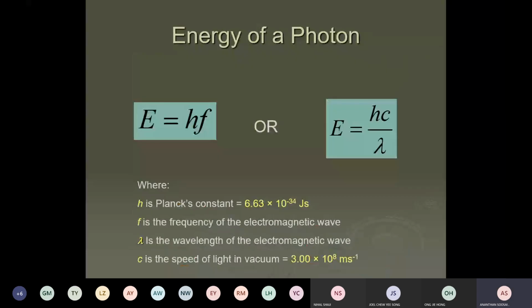The energy of a packet of light is given by the formula E = hf. H is the Planck constant, the godfather constant, 6.63 times 10 to the power of minus 34. F stands for frequency. So the energy of a photon depends on the Planck constant and the frequency. The frequency can be written as v over lambda. Since this is electromagnetic radiation, the speed is the speed of light, so f is c over lambda. That's why the formula becomes hf or hc over lambda, the energy of a photon.